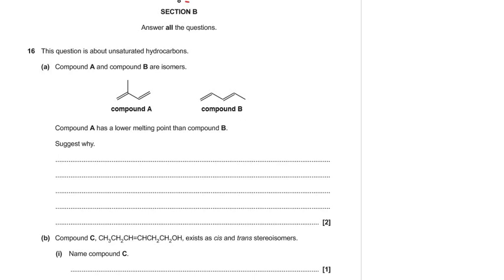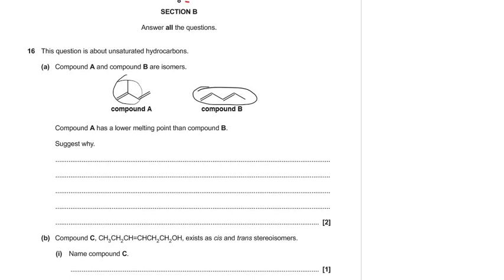Suggest why. Now, this is something that we would have looked at way back in year 12 when we're first introduced to alkanes and alkenes. And they've given us 2 isomers, so they're going to want us to write this as a comparison. So why might this be? Well, immediately we should be able to see the difference seems to be that compound A is branched, whereas compound B has a straight chain. And why might this mean that compound A has a lower melting point?